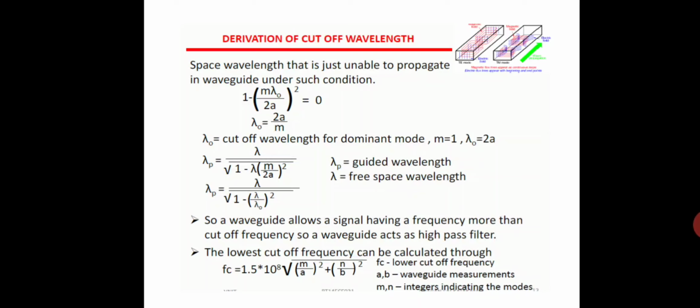The lowest cutoff frequency can be calculated through fc equals 1.5 times 10 raised to the power 8 times the square root of (m upon a) whole squared plus (n upon b) whole squared, where fc is the lower cutoff frequency, a and b are the waveguide measurements, and m and n are integers indicating the modes.